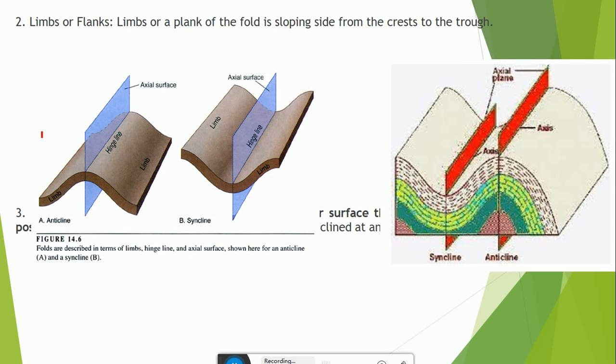Next is the limb or flank. Limbs are the flanks of the fold, the sloping sides from the crest to the trough. It is formed at the side of the fold, and this is the limb.